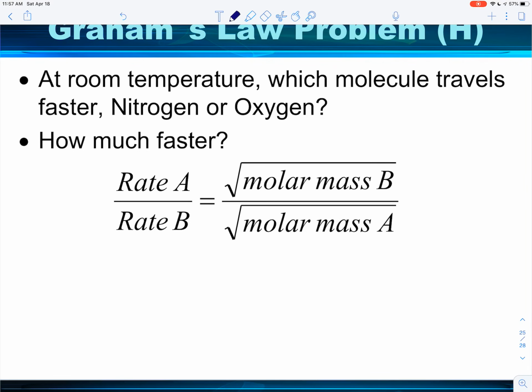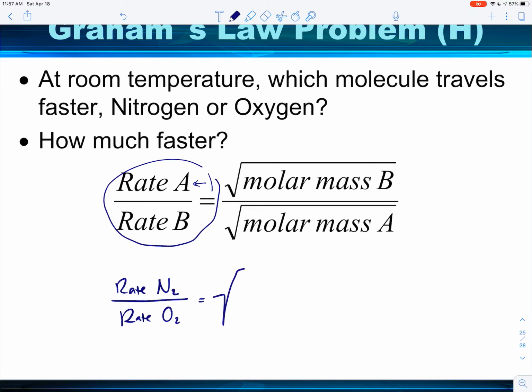At room temp, which molecule travels faster, nitrogen or oxygen? Jaden? Nitrogen. Good. So how much faster? Okay, so we need our equation. Again, I want the thing that is faster to be A, so that this ratio is greater than 1, so it's easier to interpret. So I'm going to make A nitrogen. So I'm going to say the rate of nitrogen compared to the rate of oxygen is equal to, and we can do a square root of the whole right side. You understand that math stuff.